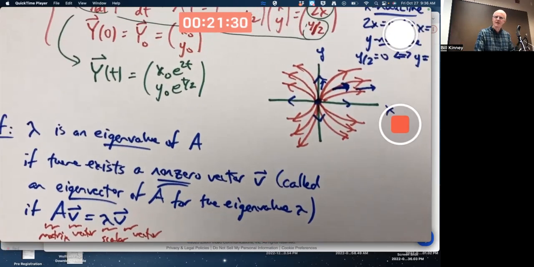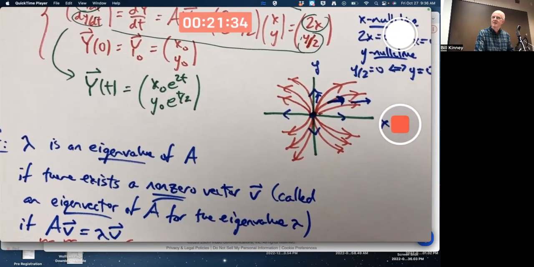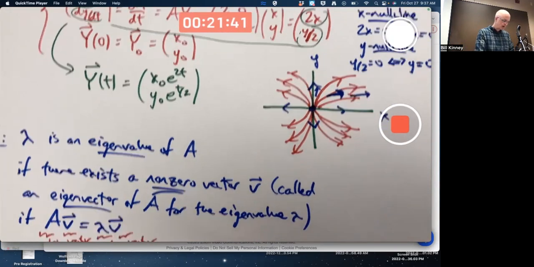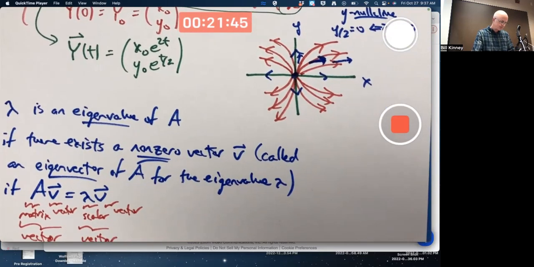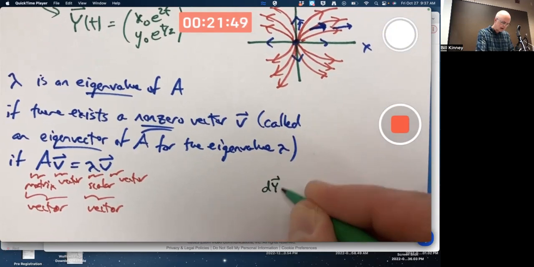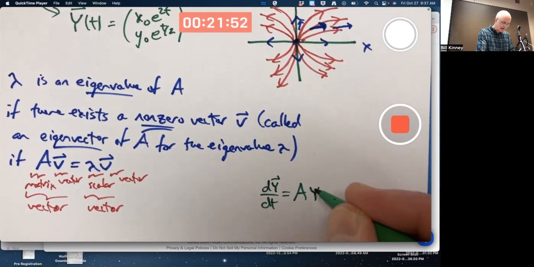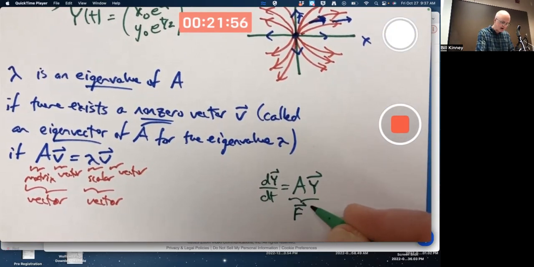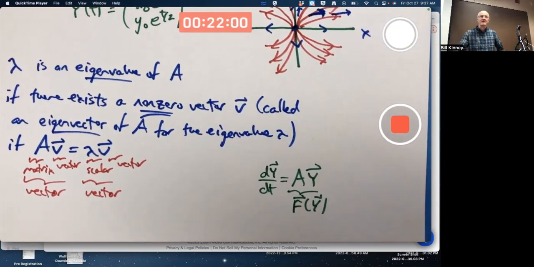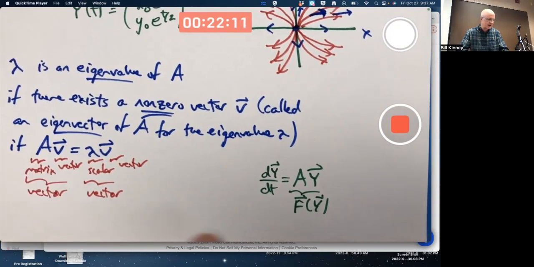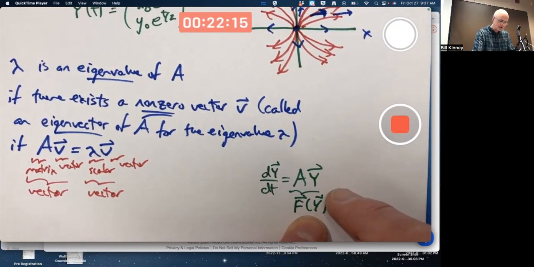How is it related to the differential equation and the phase plane? The eigenvectors correspond to straight line solutions. Why? Intuitively, because when you think about the differential equation written in vector form, dy/dt equals A times y, the right-hand side does define a vector field. I could call it f of y, vector f of vector y. It is a linear vector field, but it is a vector field. And when you say V is an eigenvector for the eigenvalue lambda, you're effectively saying that if I plug V into this equation in place of y, I get a scalar multiple of itself. The output is a scalar multiple of the input.